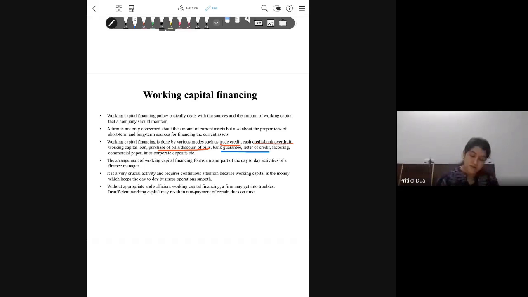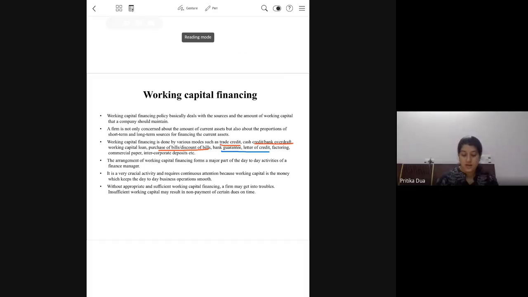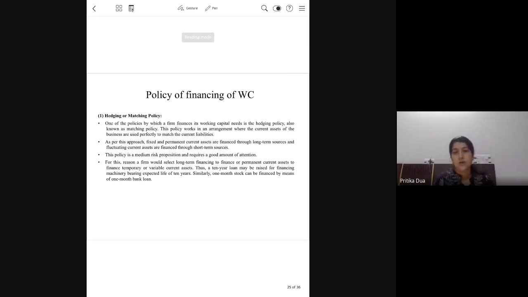Now how this is actually applied in the business depends on the choice of the working capital financing approach. A firm has three main choices, alternate approaches to financing of working capital. One is hedging approach, then conservative and aggressive approach. So we'll start with the hedging approach. So it's already time because it will take time to explain the approaches.